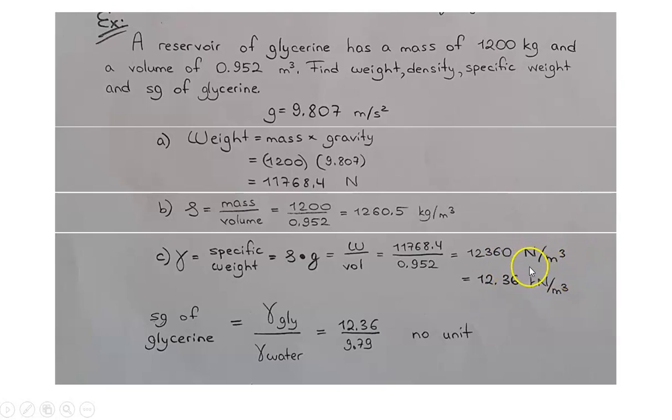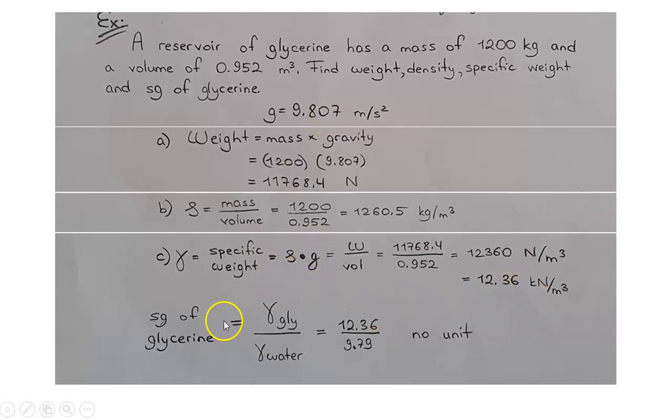If you want to convert this to kilonewtons, all you need to do is divide this by 1,000, because 1 kilo is equal to 1,000. That gives you 12.36 kilonewtons per cubic meter. Also, don't forget that if you choose to, you may use this expression to find your specific weight. If you choose not to use weight over volume, you can use mass density multiplied by acceleration due to gravity. What is our mass density? We got 1260.5 multiplied by gravity, that would be 9.8. If you do this, you will arrive at the same value.